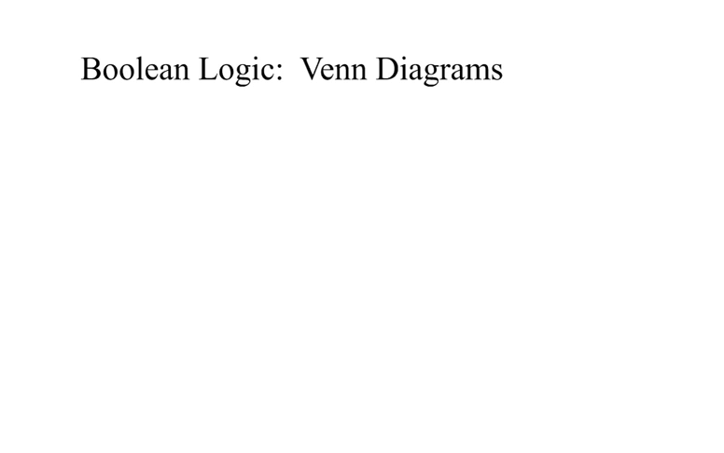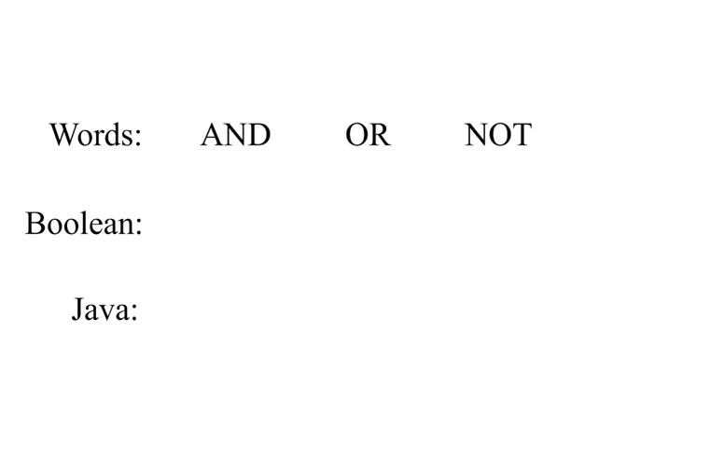In this lesson on Boolean logic, we're going to focus in on Venn diagrams. Whereas our truth tables gave us a table which told us when things are true or false, Venn diagrams give us a geometric view of when things are true or false. First, though, I want to just review the symbols that we use.